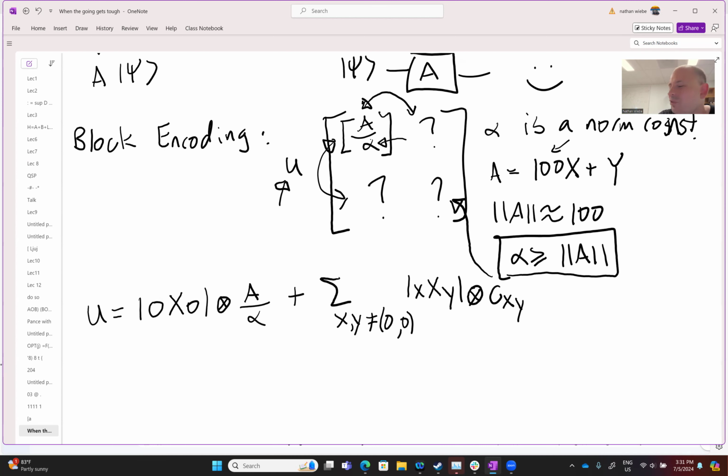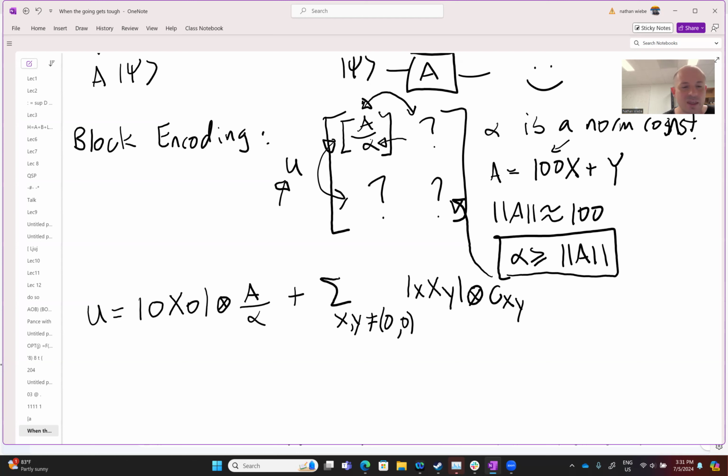Now, with a block encoding, the reason why we'll often put question marks, or some people will put stars in those places, is because we honestly don't care what's in there. We're only using this extra space to pad out the matrix and make it so that we can conveniently build the A over alpha in a top left-hand block. So that's the form of it.